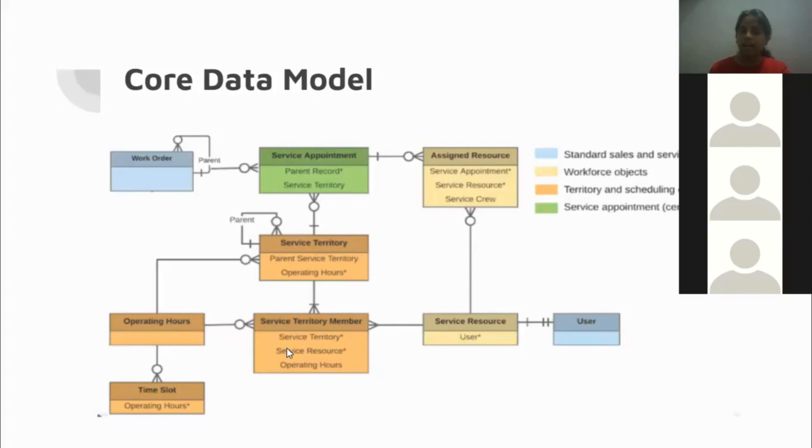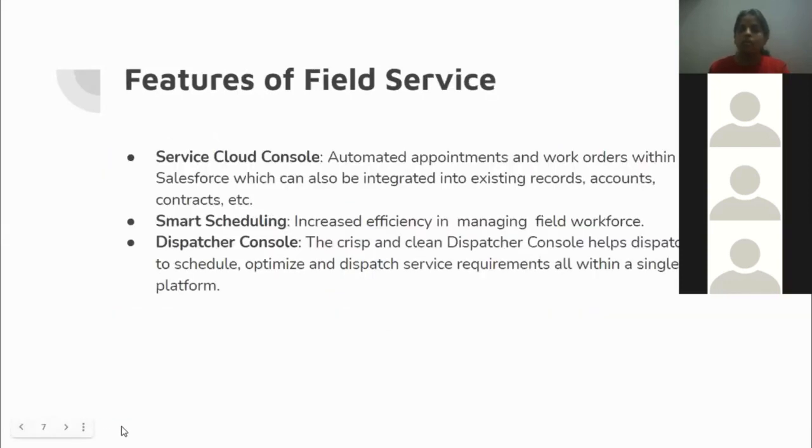The operating hours are as usual the hours and times the service members will be working, and the time slot is basically a time object with which you can specify the time for every day. For example, you work 8 to 5 on Monday to Thursday and 8 to 6 on Friday, so you can specify that using time slots. Now, discussing the features of field service.